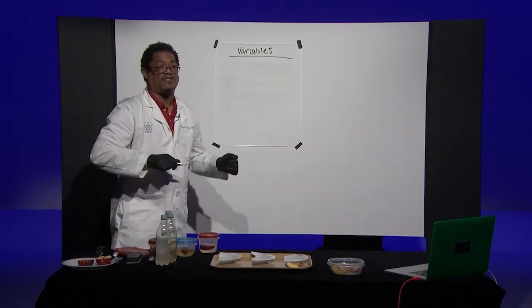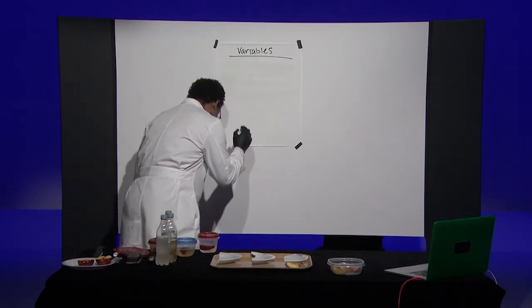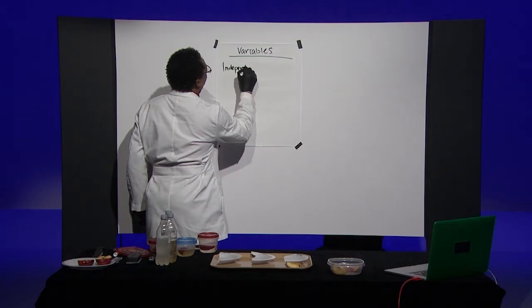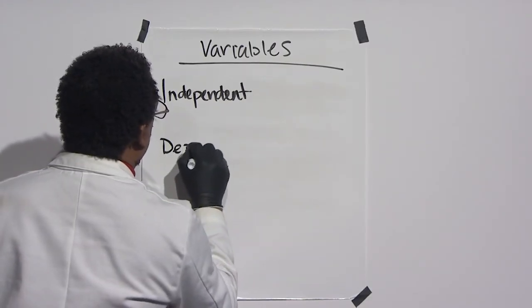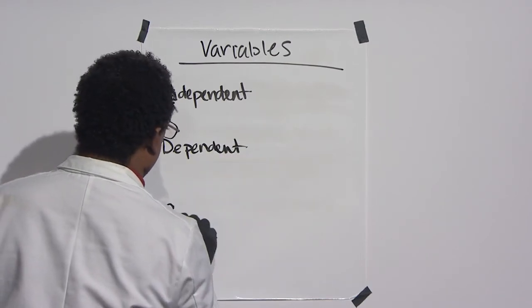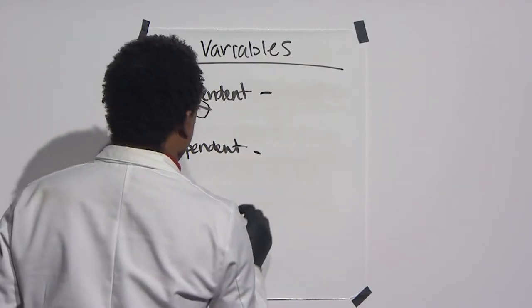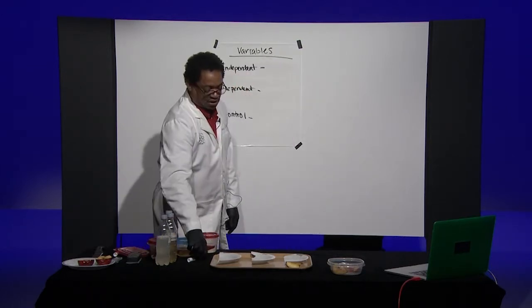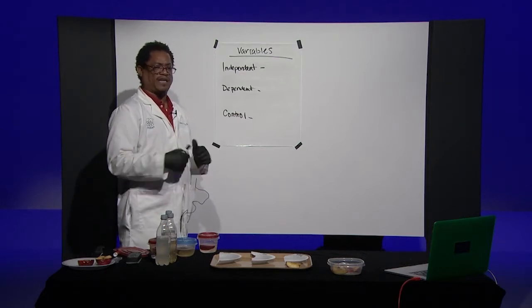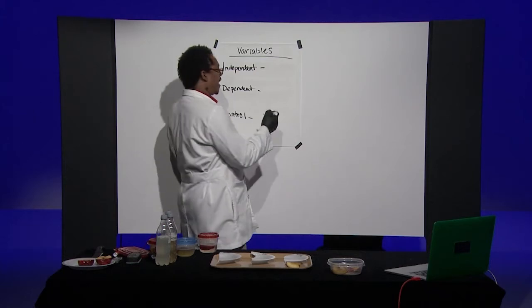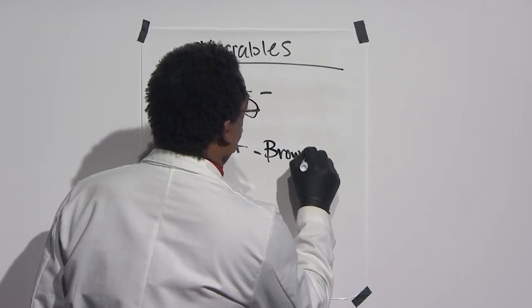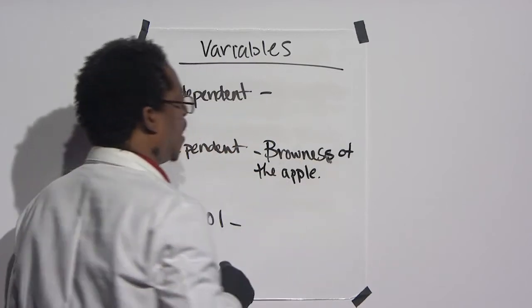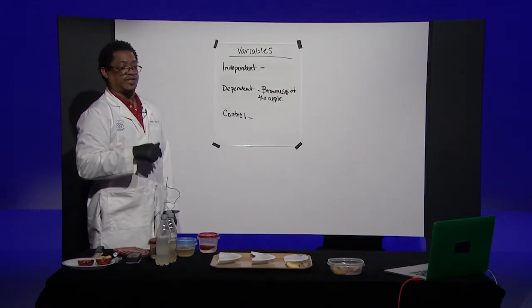First off, let's identify our variables. I have my dependent variable, my independent variable, my dependent variable, and then a control. In this particular case, what's going to be my dependent variable? All right, so what am I looking for? What's changing? What am I expecting to change? Well, we're just going to say the brownness of the apple. All right, how brown does my apple turn? Or does it turn brown at all?